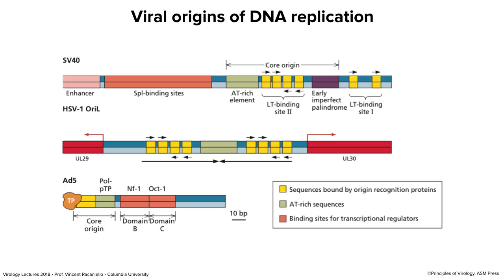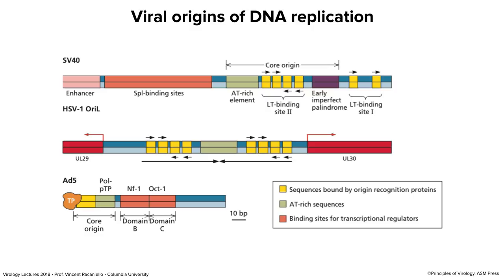The other color shows the binding sites for transcriptional regulators. Last time we talked about DNA sequences that engage transcriptional regulators, and you can see they're right next to the origins. So here is some transcription factor called SP1. We have an enhancer here nearby. The herpes simplex OriL actually has a promoter going in two different directions on either side of the origin. And also at the adeno origin, which is at one end, there are binding sites for two different transcription factors. And this is a typical scenario. Transcriptional regulation areas seem to be typically near origins of replication.